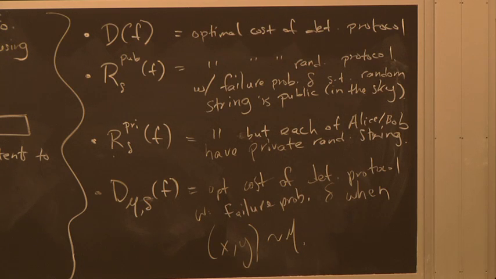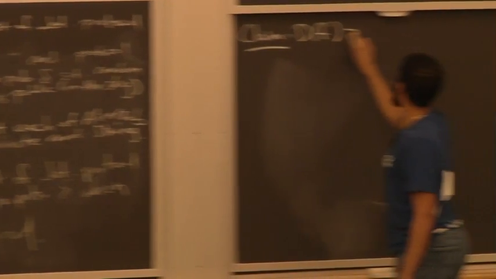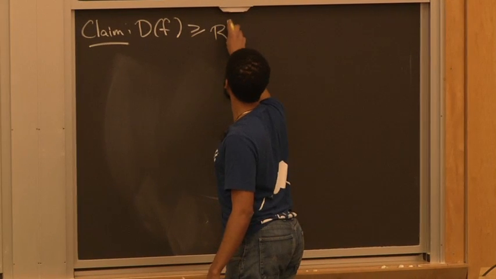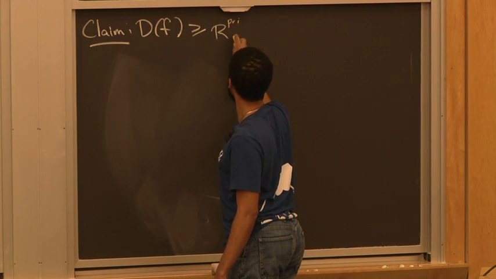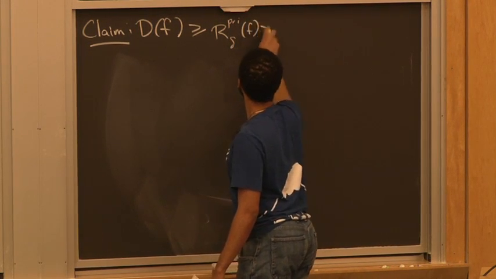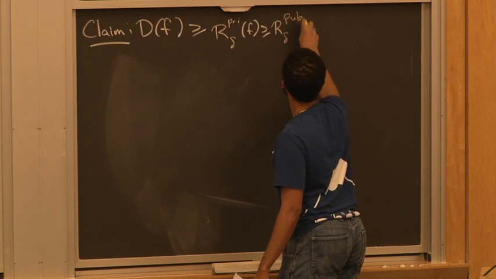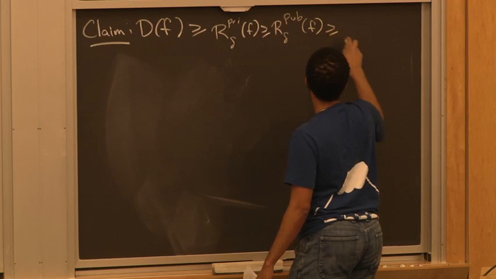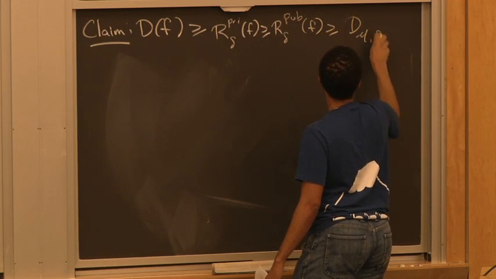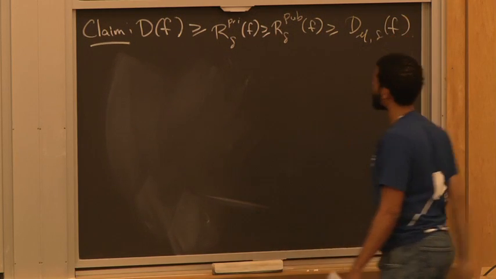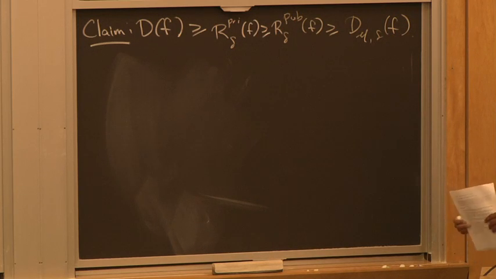Okay. So I'll assert something. Claim: D(f) is always at least the private communication complexity, which is always at least the public, which is always at least D_mu.